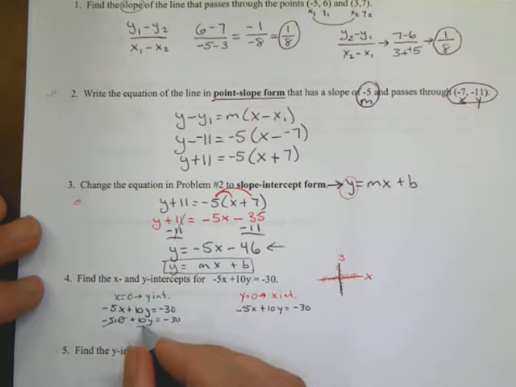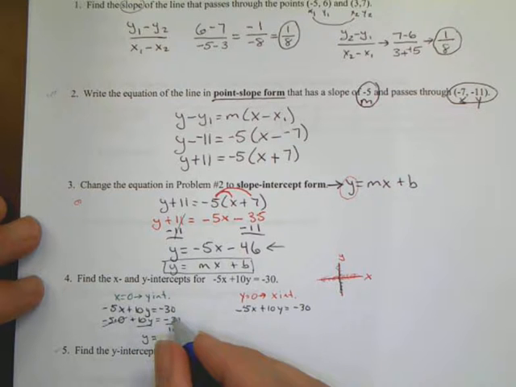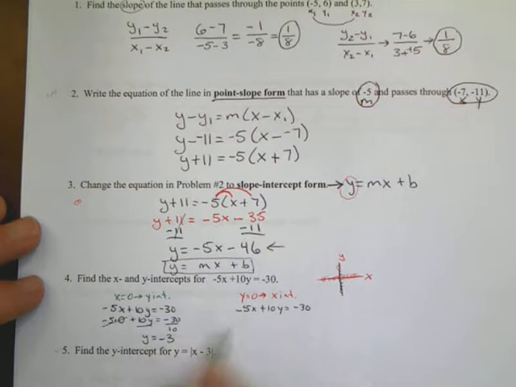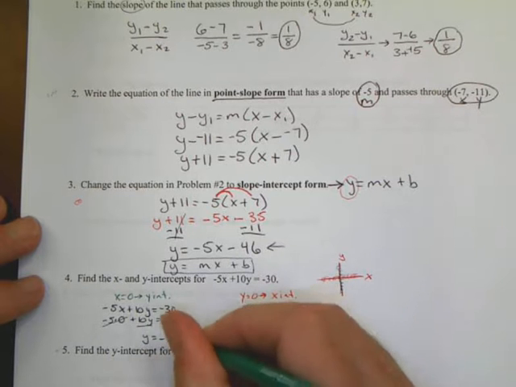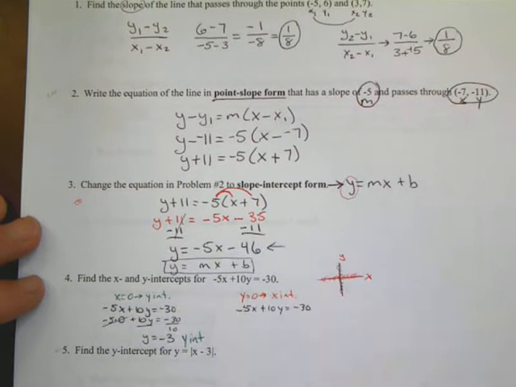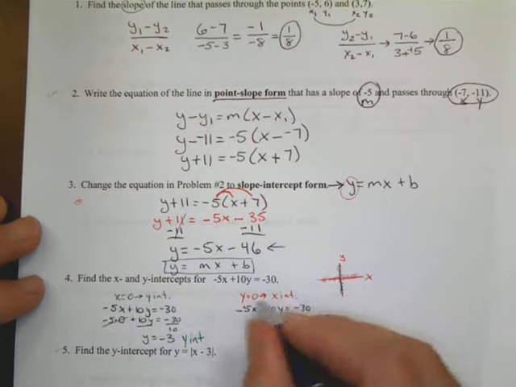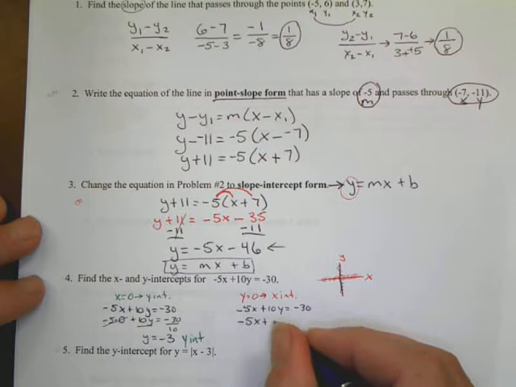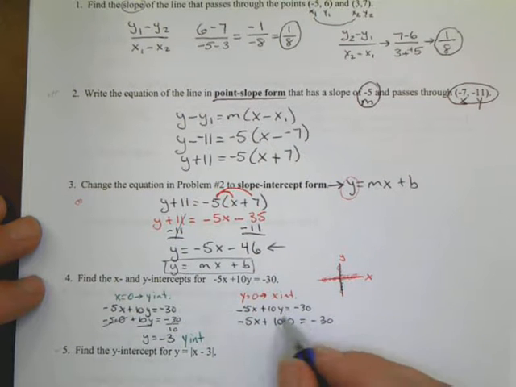To get the y by itself, I'll divide both sides by 10. And y equals, reduce this down, negative 30 over 10 is going to reduce down to negative 3. So my y-intercept is negative 3. I'll do the same thing for my x-intercept. The x-intercept will happen when I set y equal to 0. So I go negative 5x plus 10 times 0 equals negative 30. This goes away.